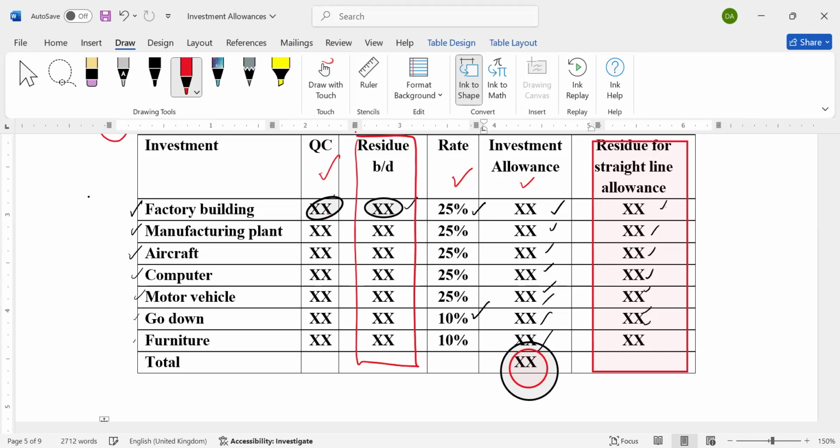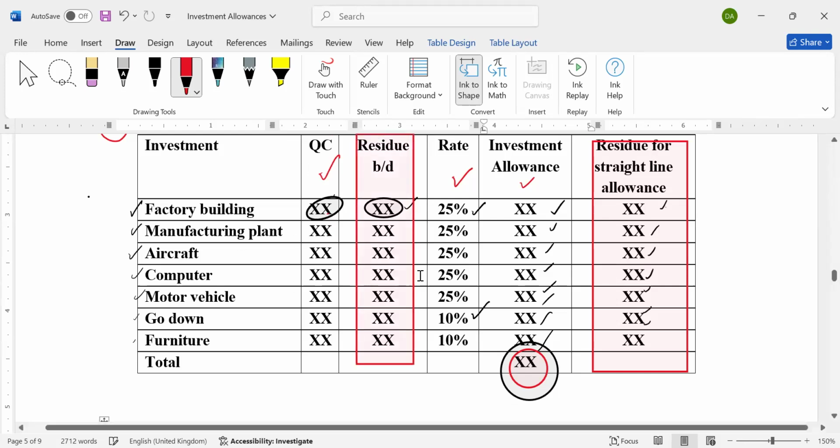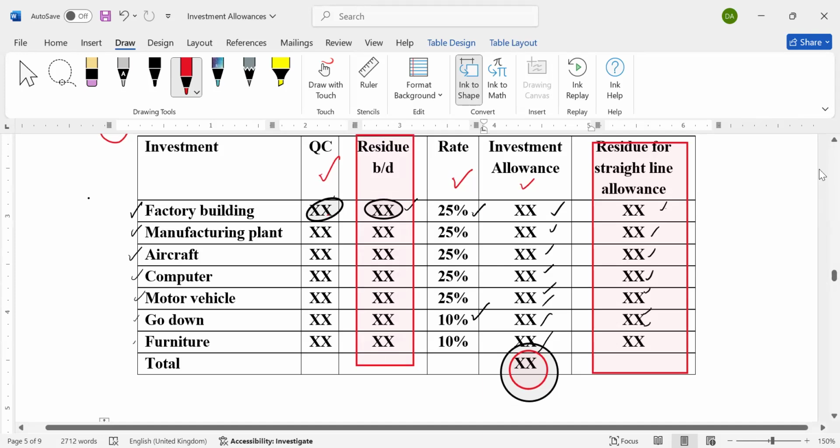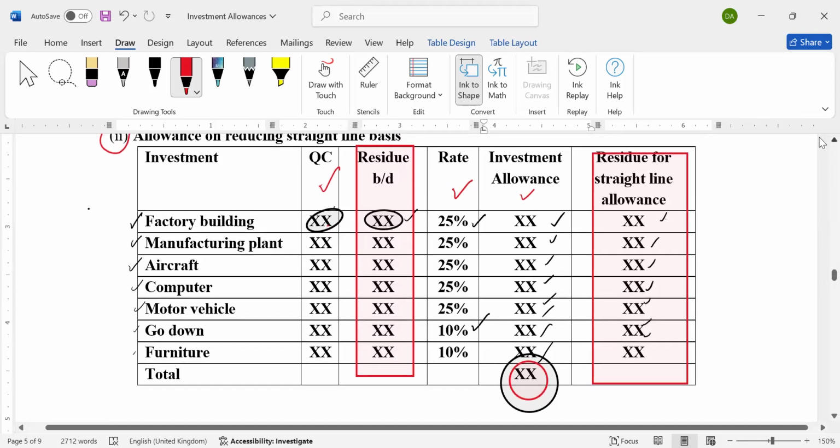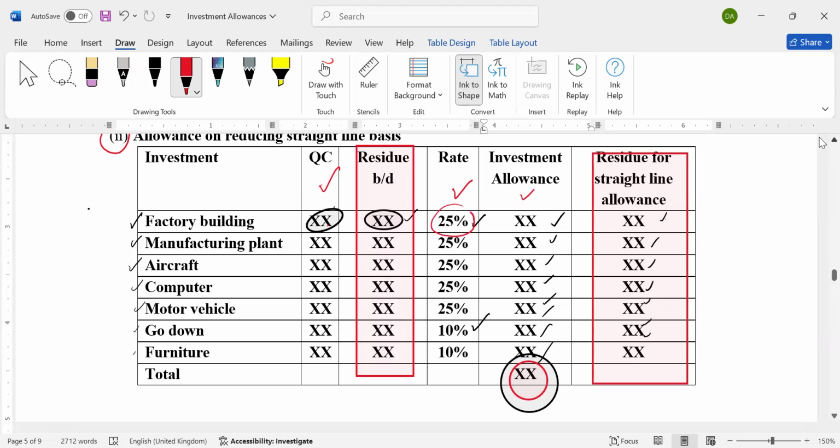Okay. Hello, Malim. Yes. I was asking, how many years are we supposed to allow for investment allowance? Today, investment allowance is granted on these items at 25% per year, 25% by 4 years. But these ones, which are 10% per year, is 10% for 10 years.